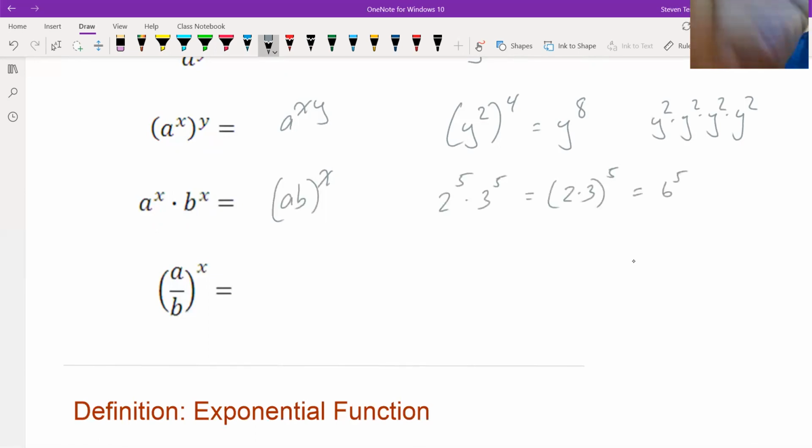The next one, if I have a fraction raised to the exponent, you could split that up as a to the x over b to the x. So if I had 2/3 raised to the 5th, you can write that as 2 to the 5th over 3 to the 5th.